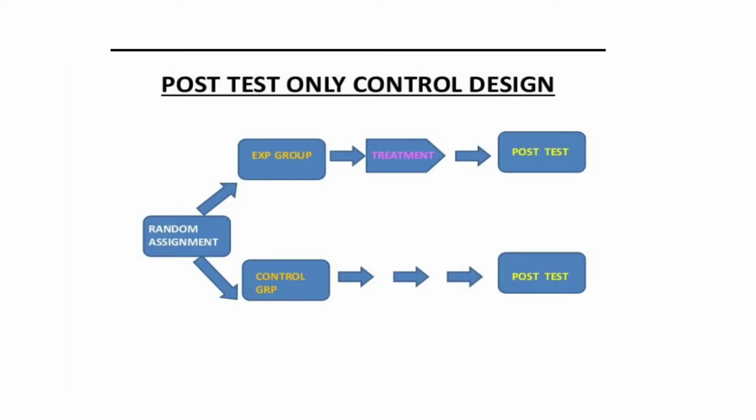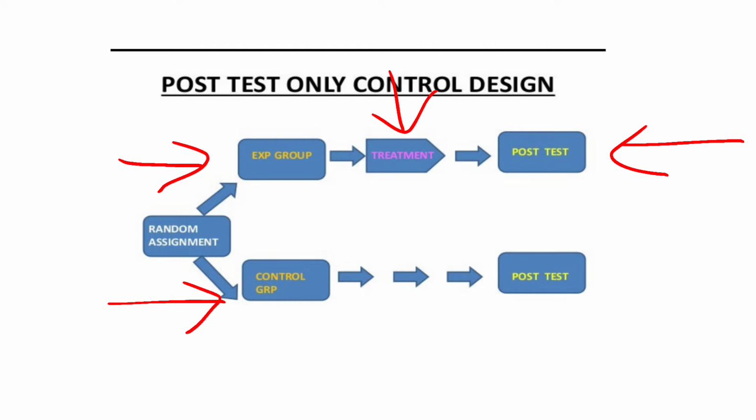So this is post-test only design. See here, randomly you are assigning subjects to the experimental group and control group. Then you are giving a treatment. Then you are giving post-test. Post-test is given to both experimental group and control group. See here, treatment is given only to the experimental group but not to the control group. Control group you have not given any treatment.